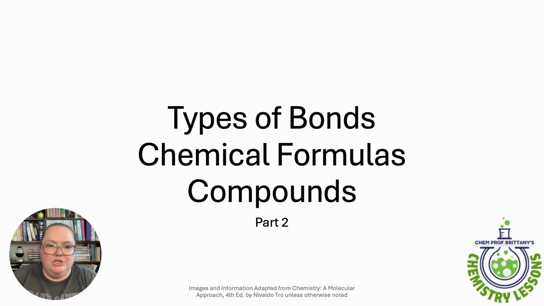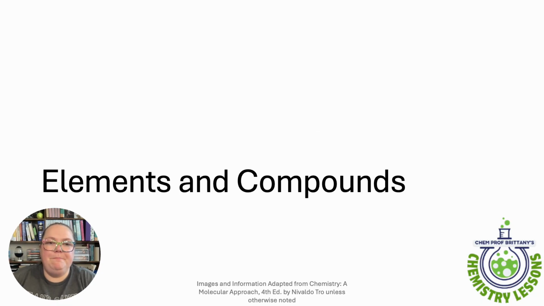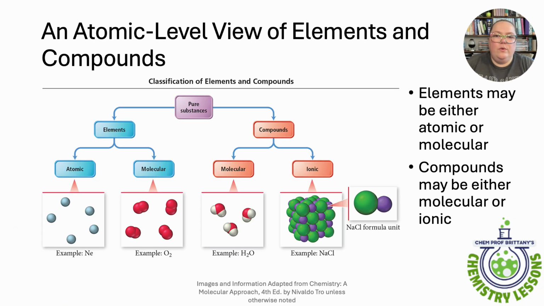We're going to continue our discussion about the types of bonds and chemical formulas and compounds. So let's talk about elements and compounds first. Elements can either be atomic, where you see them as a single atom, or they can be molecular, where they don't appear as a single atom. And our compounds are also divided between molecular compounds and ionic compounds. So let's get a little deeper into that.